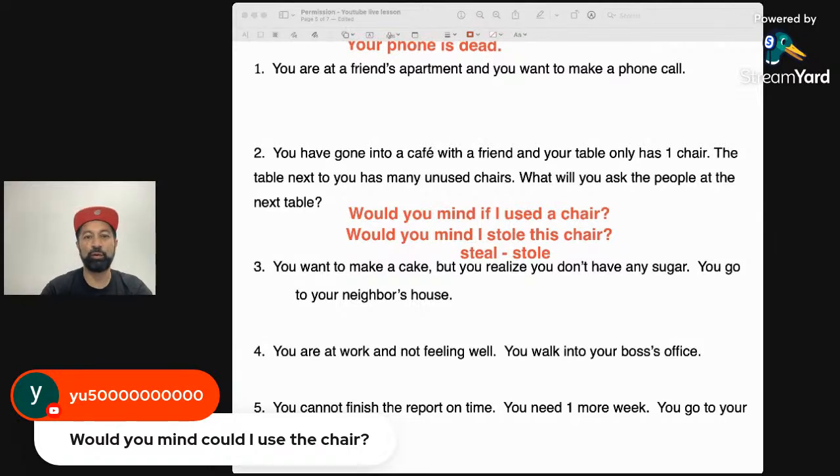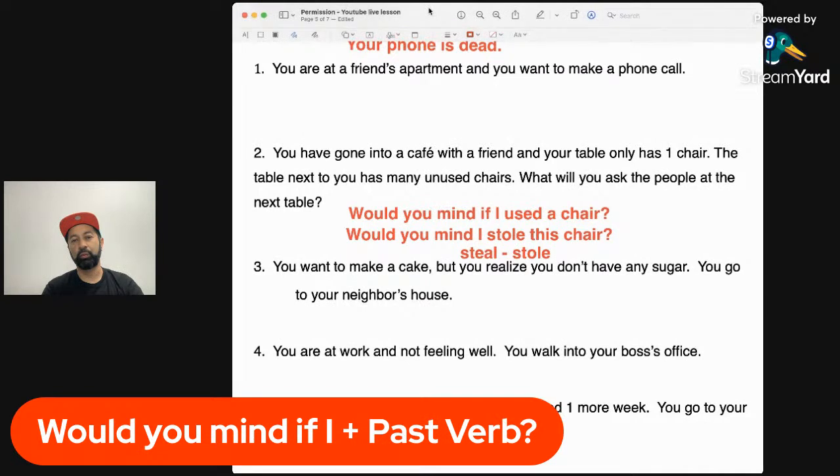Okay, let's do two more. Number 4. This is also a very useful one if you go to work. I want you to imagine you're at work, you're not feeling well. Maybe you have a fever. So you go into your boss's office or you go to your boss's desk. What will you ask your boss? And again, let's practice using would you mind, because this is a big question. You need to be very polite. So would you mind if, and then what will you ask your boss?